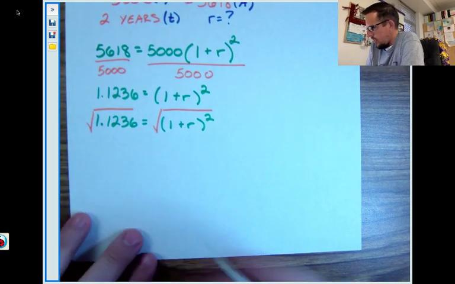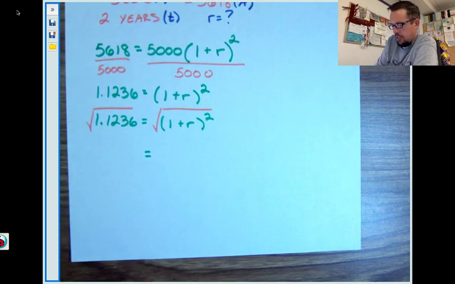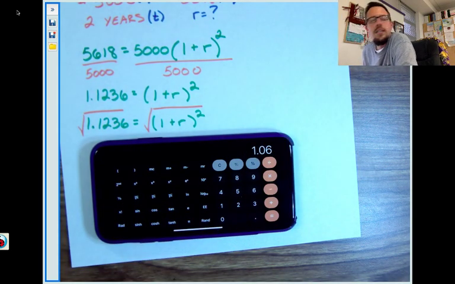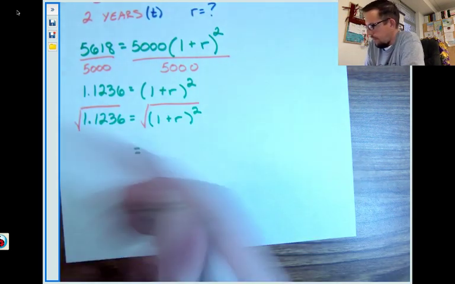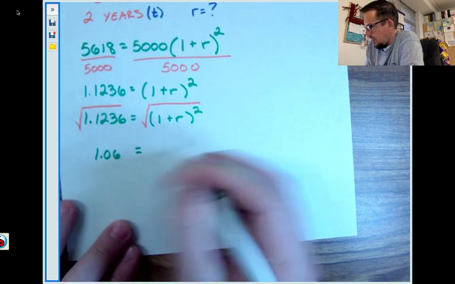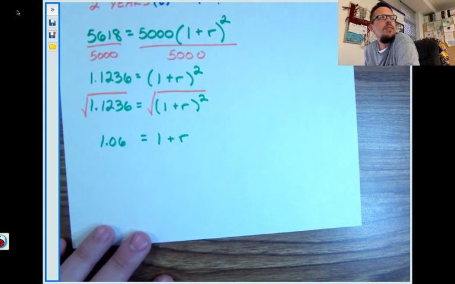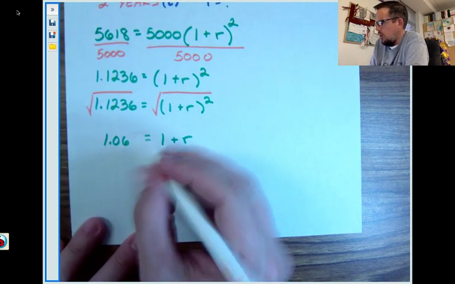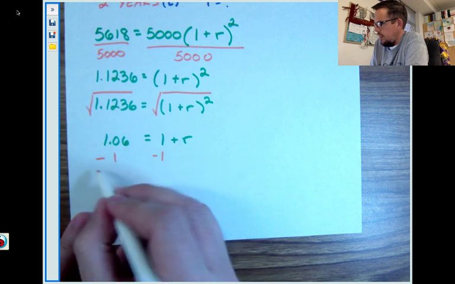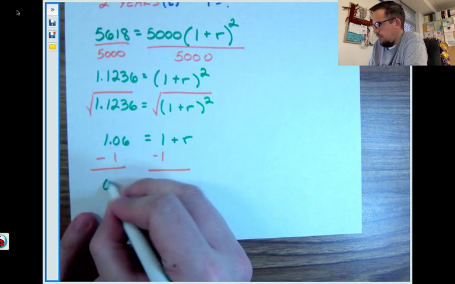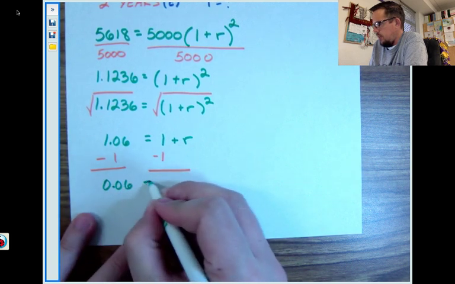So the right side is going to be kind of a disaster. I need to square root the right side. My calculator says that the square root is 1.06. And that's 1 plus r. Let's subtract the 1 on both sides. Good plan. That gives me 0.06 equals r.